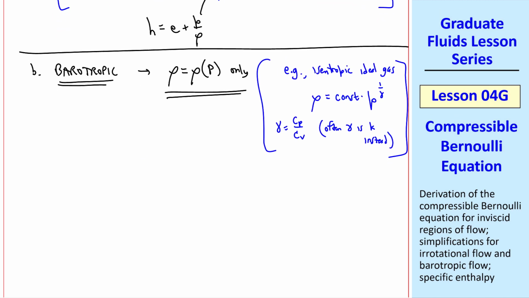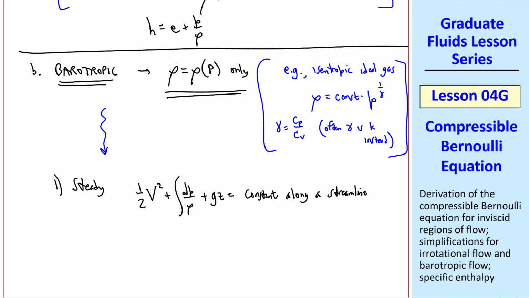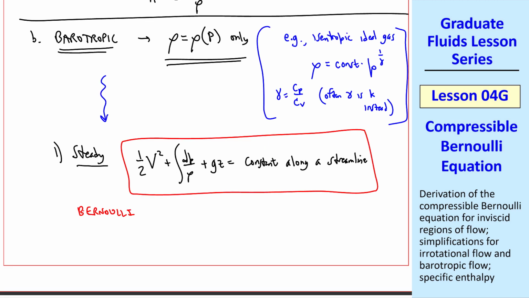So this is an example of a barotropic case. We're not going to use this much in this course, so I'll spare you a lot of the algebra. I just want to mention that there are some subset simplifications under this. For the steady case, we get 1/2 v squared plus integral of dp over rho plus gz equal constant along a streamline. We'll call this the Bernoulli equation for barotropic, steady, inviscid flow, but it can be rotational.